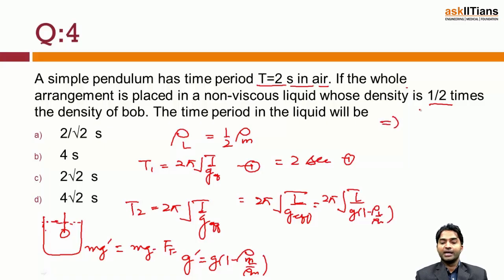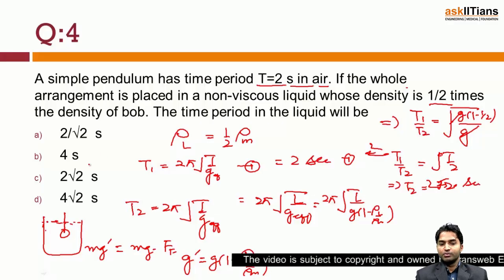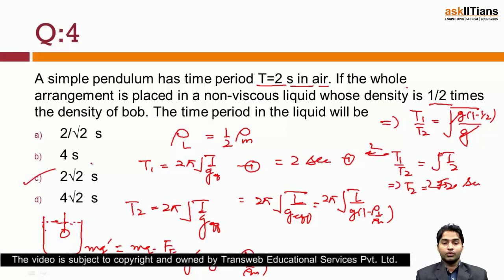From this relation we get T1 upon T2 equal to under root of g upon g into 1 minus 1 by 2. When we solve this, g cancels out and we get T1 upon T2 equal to under root 1 by 2. So T2 is root 2 times the initial time, and because T1 is given as 2 seconds, we get 2 root 2 seconds. So that supports option C as the choice.